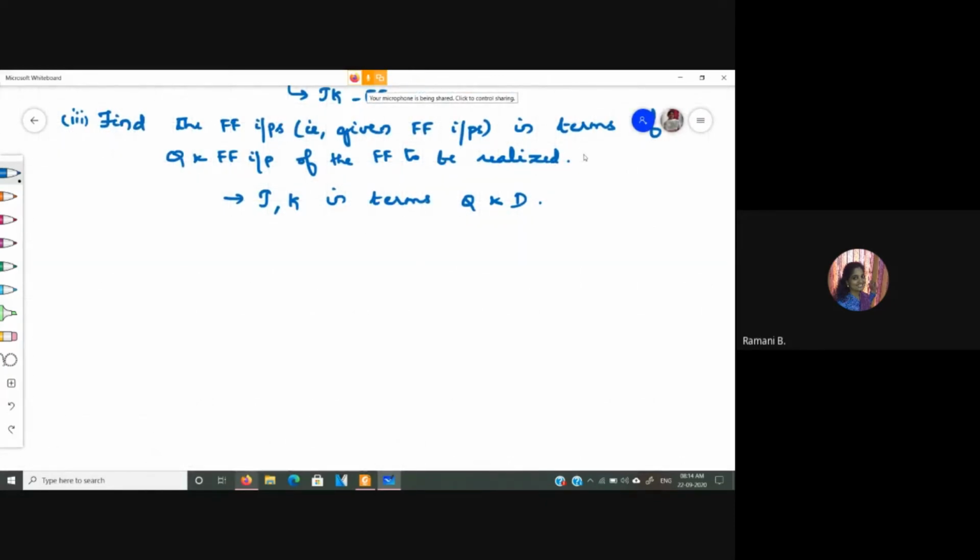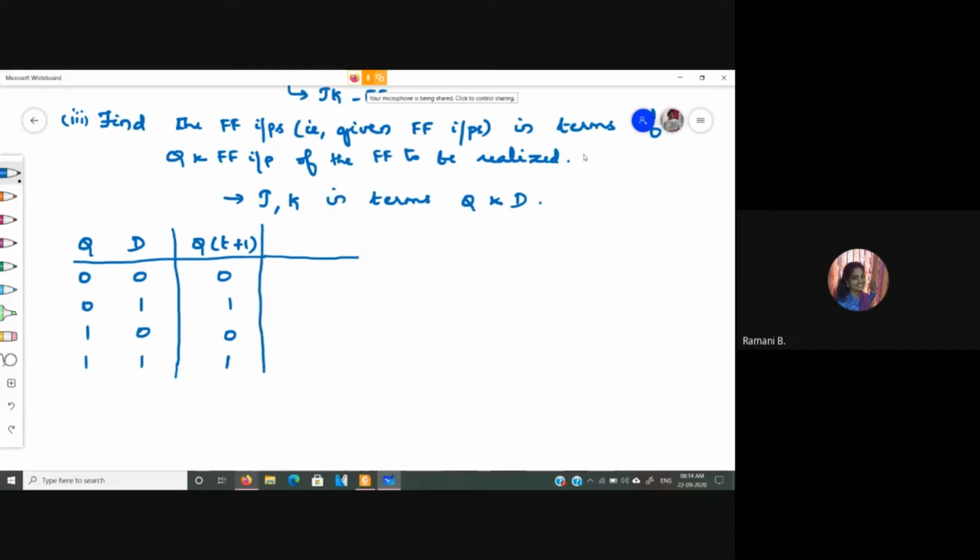So first we write the characteristic table of D flip-flop. So Q, D, Q of T plus 1. With this, we have 0, 0, 0, 0, 1, 1, 1, 0, 0, 1, 1, 1. Because with D flip-flop, we know that whatever the value of D is, Q of T plus 1 is going to be the same thing.